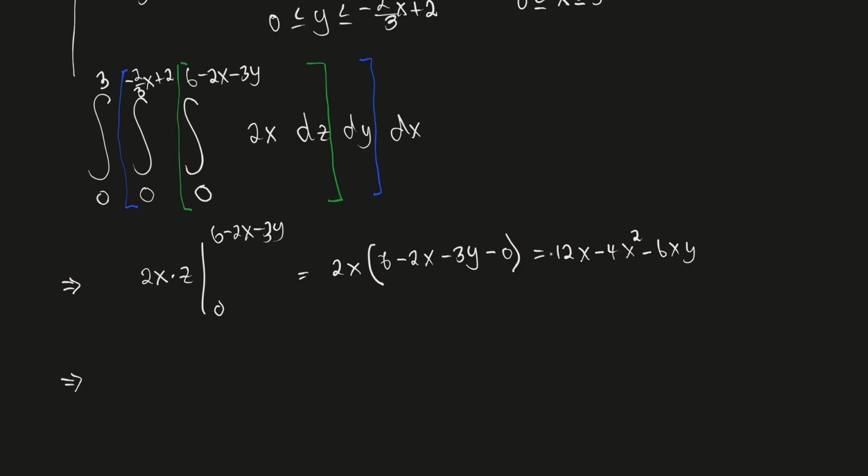So I'm just going to look at this and write down the antiderivative with respect to y. And remember, we're going to be treating x as a constant. So we will have 12x as a constant times y. Then we will have minus 4x squared as a constant times y again. And then now this is the only term that has a y.